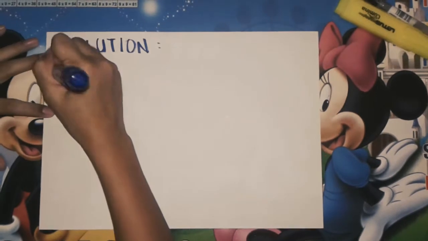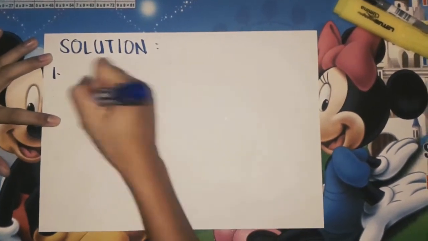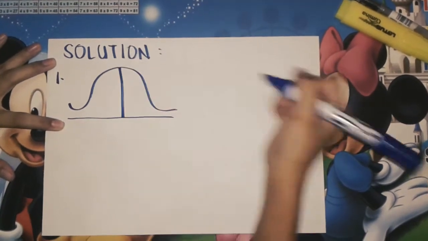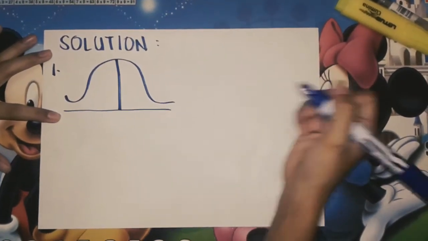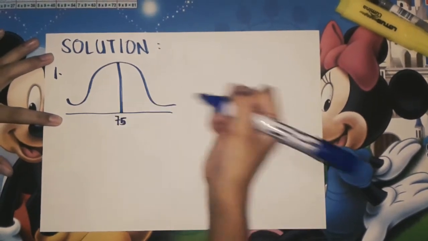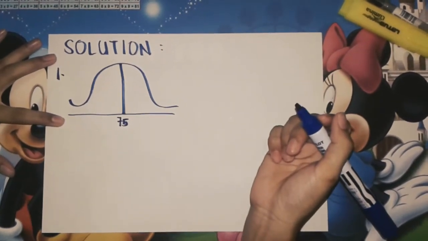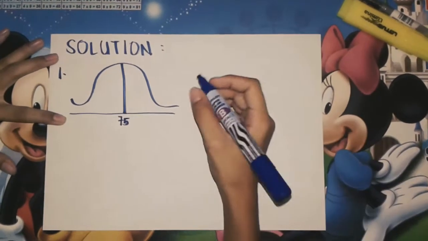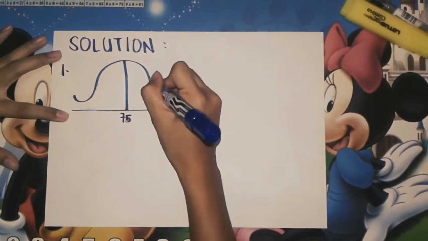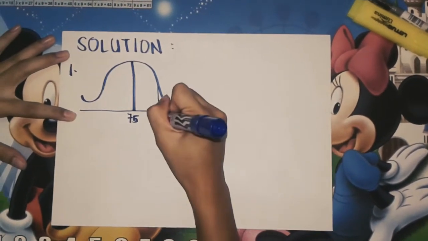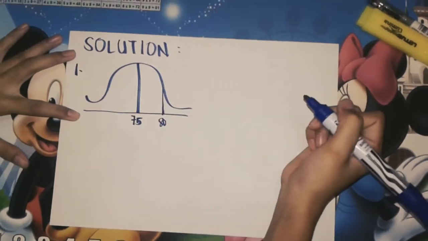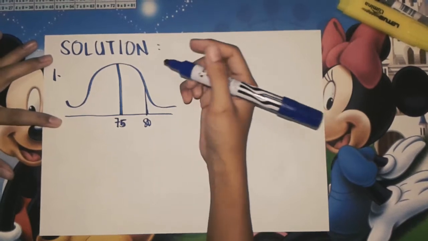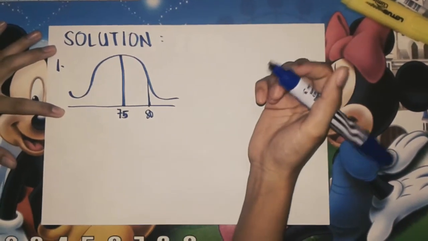Solution. Step number 1. Draw a bell-shaped curve and the mean lies at the center of it. The mean in the given problem is 75. We need to find the probability that a student will have a score of 80. 80 is greater than the mean, so it lies at the right side of it. Let us assume that 80 lies here. We are looking for a score of 80, so we need to shade this part.